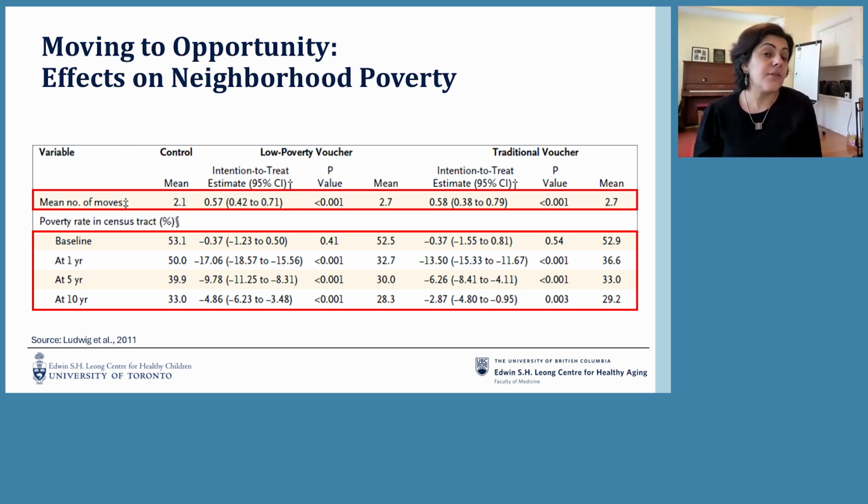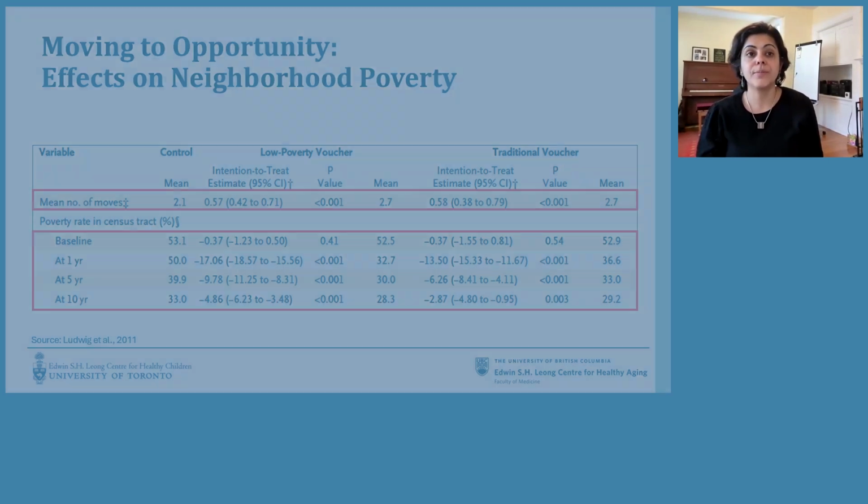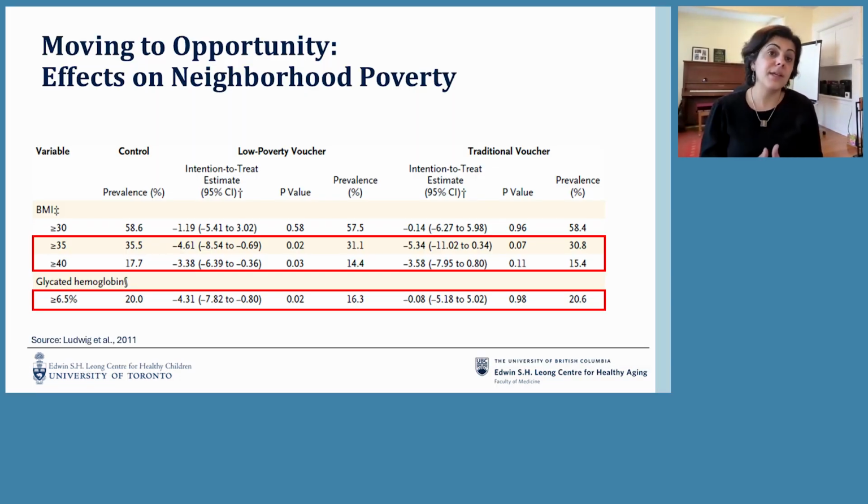So indeed, here you can see that evaluations of MTO have found that it did induce people to move, and the low poverty and traditional voucher groups moved about 2.7 times during the follow-up period, compared to 2.1 times in the control group. And you can also see the poverty rates in the census tract of residents also dropped for the low poverty voucher group, more so than in the traditional voucher group or the control group. And in this next set of findings, you can see that the researchers found improvements in several health outcomes among people who were randomized to the low poverty voucher group. So for example, here you see that they had reduced prevalence of obesity and reduced glycated hemoglobin, which is a marker of diabetes risk.